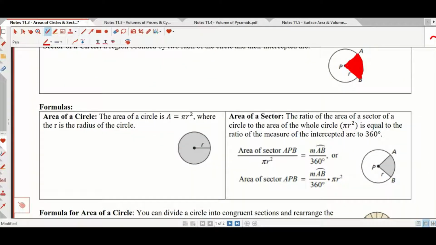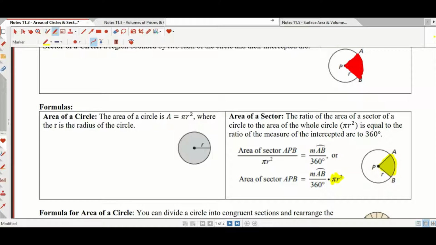So the area of a circle is pi times radius squared, where r is the radius of the circle. Perhaps you remember that from 7th grade. And so it makes sense that the area of a sector would just be the portion of that area. That is, if the area of a circle is pi times radius squared, then the area of the sector is going to be what portion of 360 degrees that arc is, over 360, times pi r squared.